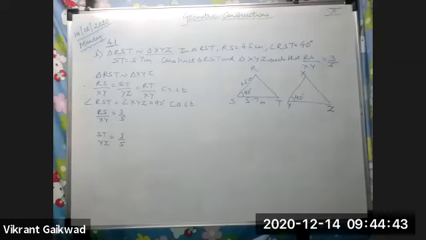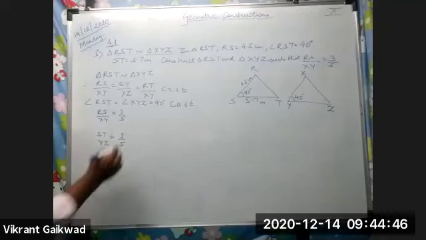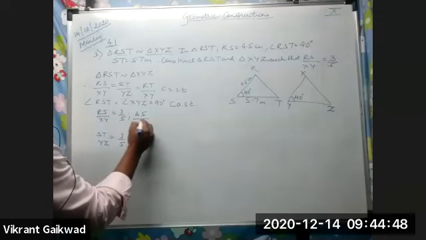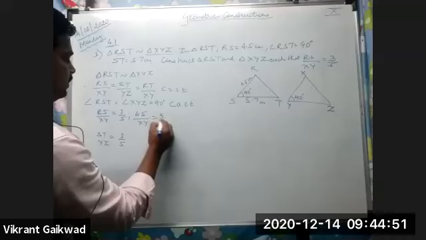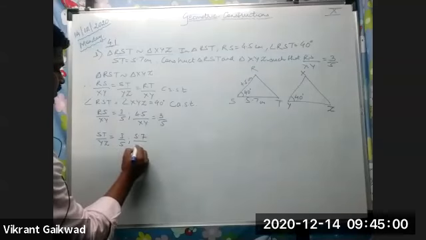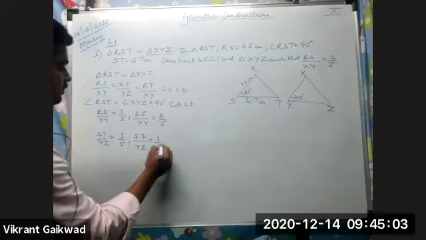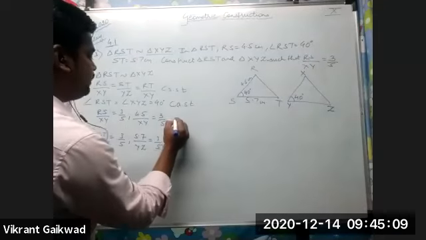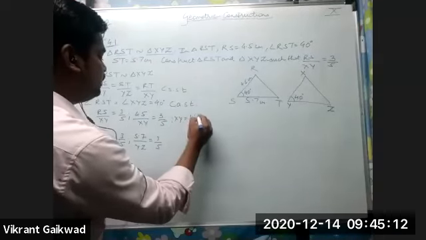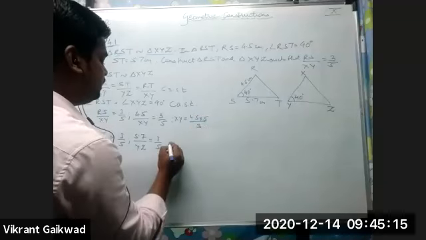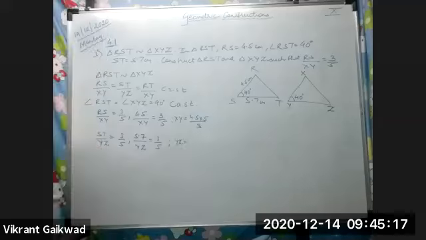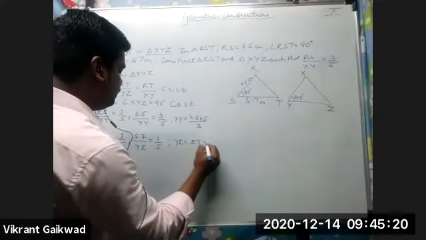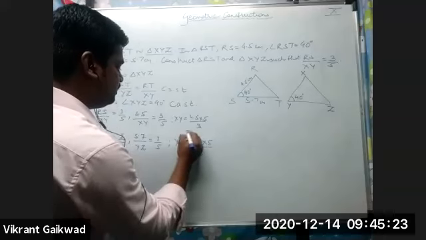Now, the value of RS is given to us. So we'll get 4.5 upon XY equals 3/5, and 5.7 upon YZ equals 3/5. With the help of this, can you get the value of XY? Your XY is 4.5 into 5 divided by 3, and YZ equals 5.7 into 5 divided by 3.